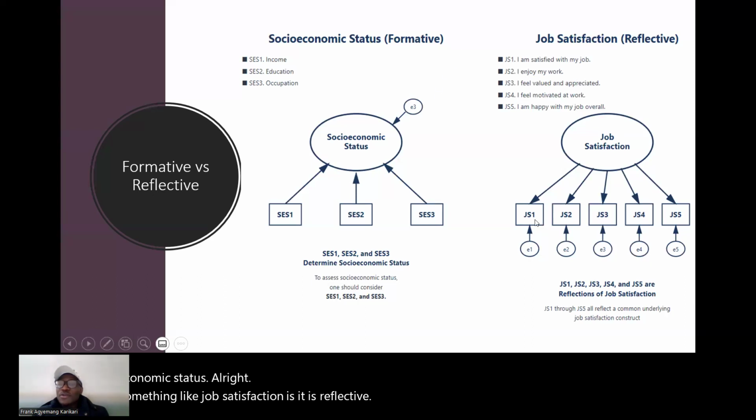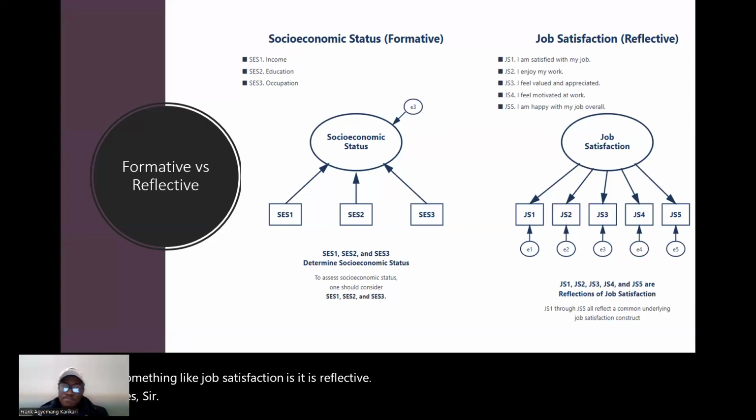So Frank, yes, sir. I'm sorry, I need to make an inquiry with the socio-economic status. The parameters that we have, the income, education, and occupation, how are those parameters generated? Or you will have to put them there.